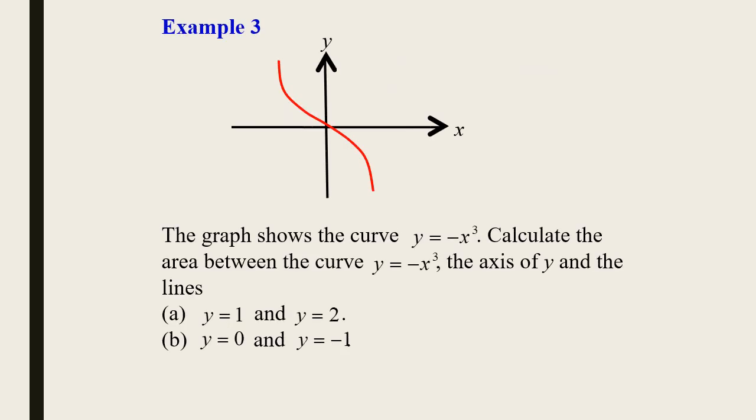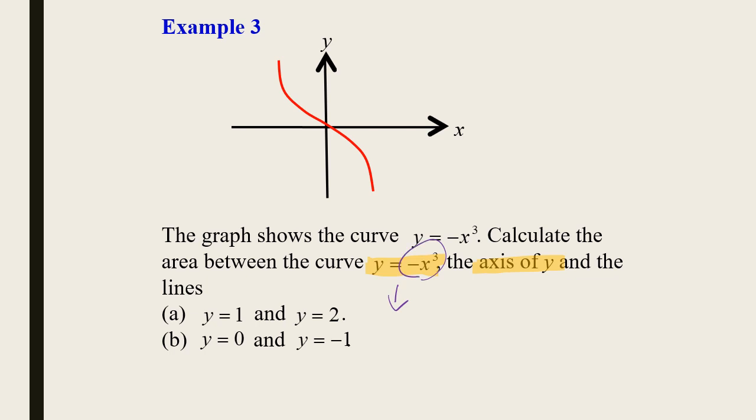Okay, so let's see example 3. The graph shows the curve y equal to negative x cubed. Calculate the area between the curve y equal to negative x cubed and the axis of y and the lines y equal to 1 and y equal to 2. So the function y is given in terms of x, but they ask you to calculate the area between the curve and the axis of y. So everything is given in terms of y except for the function here, which is in terms of x.